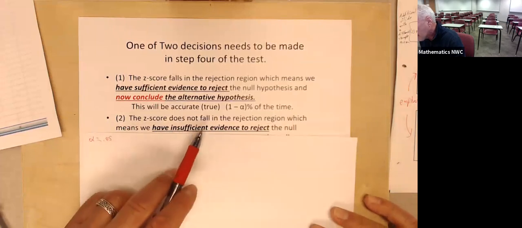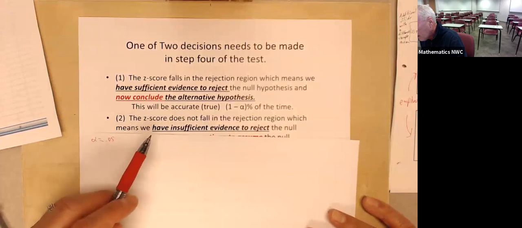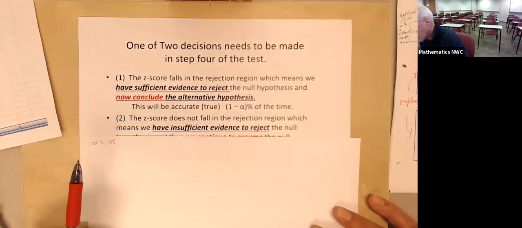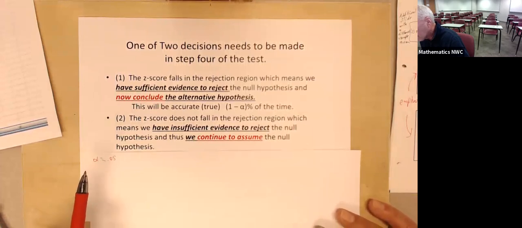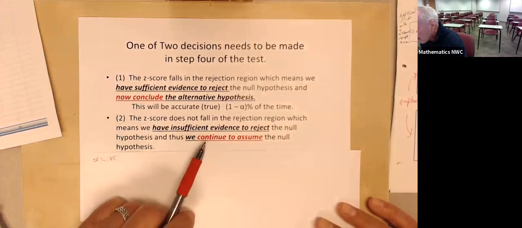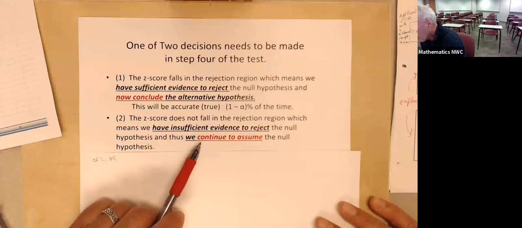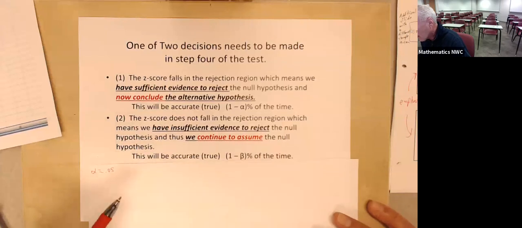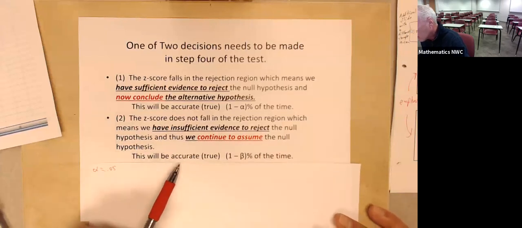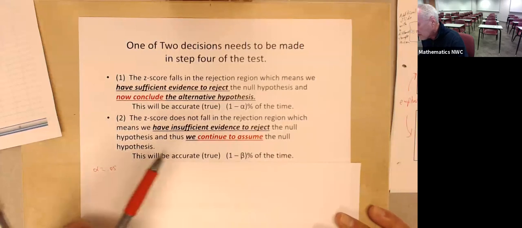When the z-score does not fall in the rejection region, that means I did not go over that line. If you remember, we said we had insufficient evidence to reject the null. We continued to assume the null hypothesis. That doesn't mean that we're concluding the null to be true. Doesn't mean we're stating that it's true. We just have to say we continue with status quo. We don't have enough evidence to indicate that it's false. This will be a correct decision 1 minus beta percent of the time.